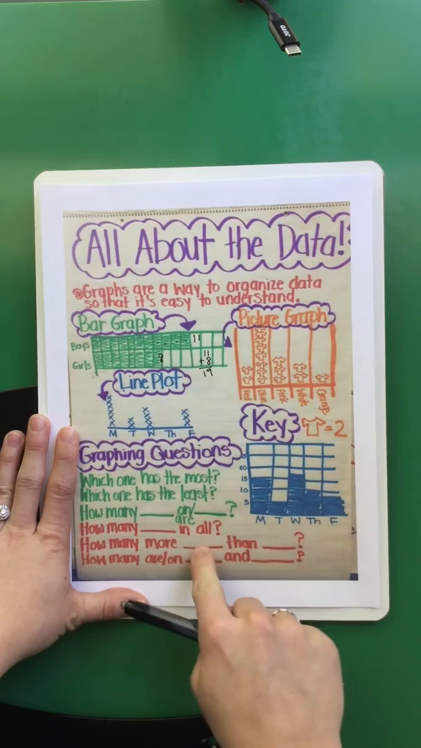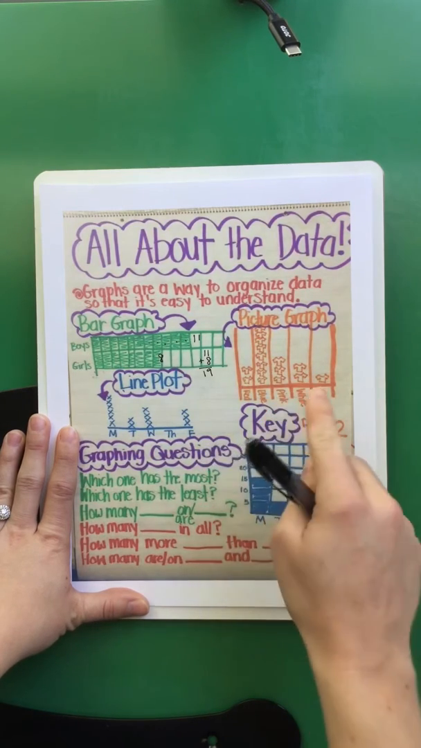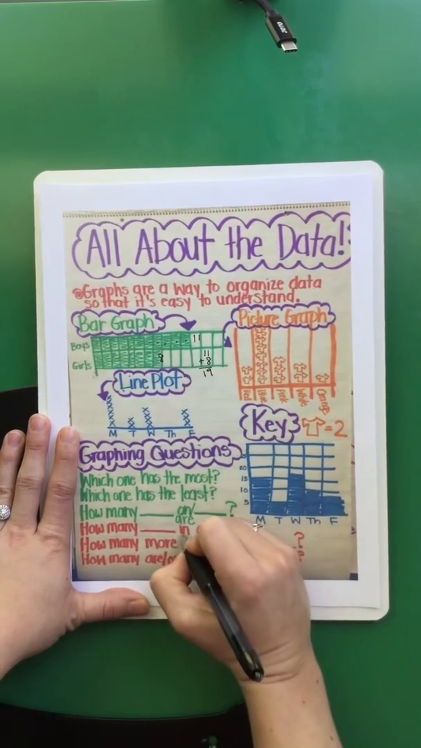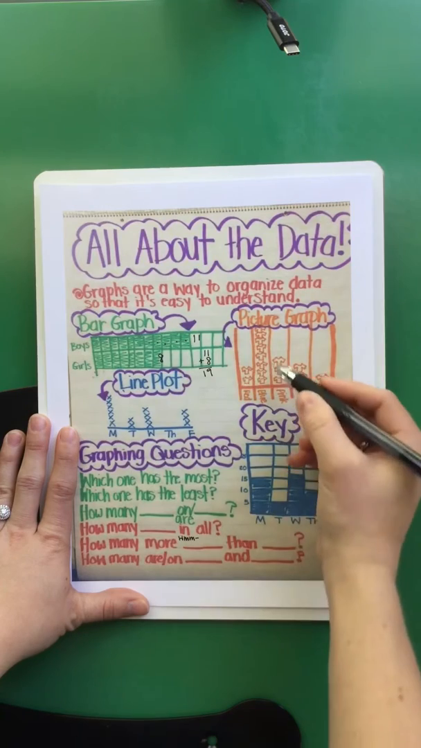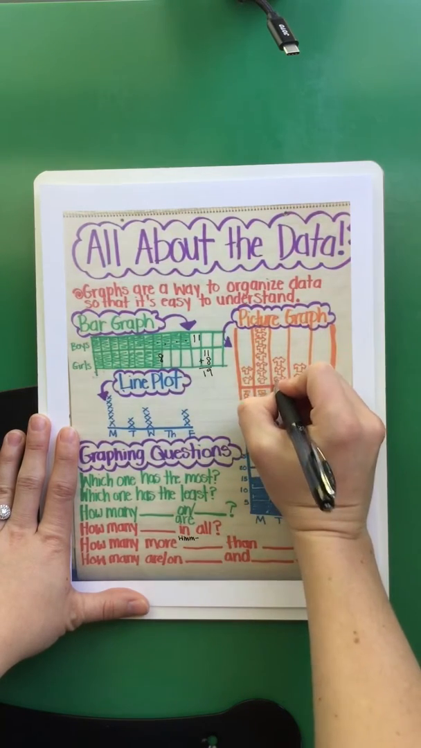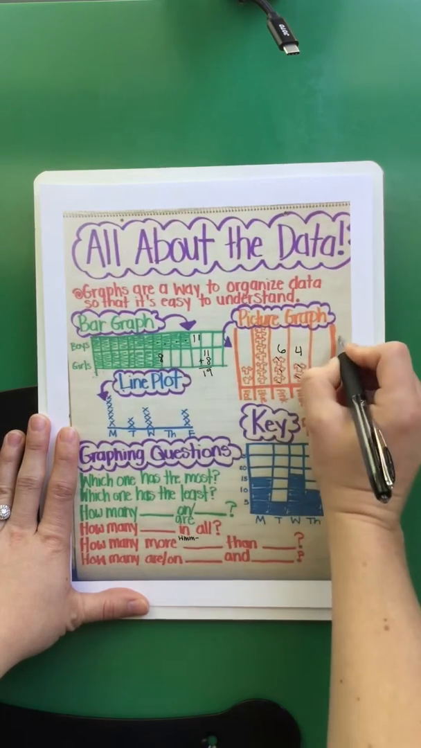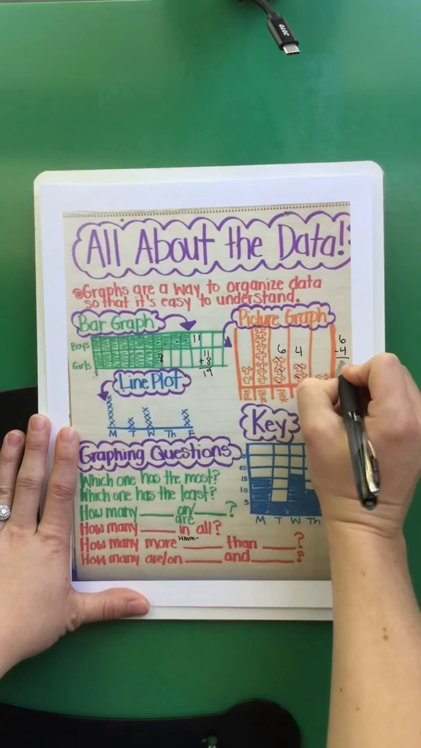How many more blank than blank? Okay, so if they said how many more, remember how many more is our cue for minus. And they said how many more pink shirts are there than white shirts? So we would have 2, 4, 6. And we'd have 2, 4. And what you'd have to do with that would be 6 minus 4 is 2.